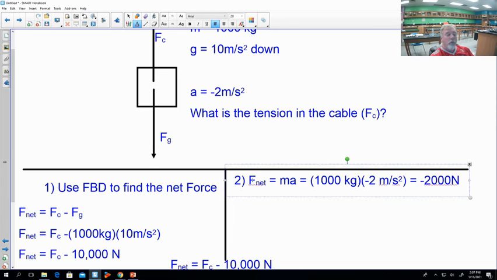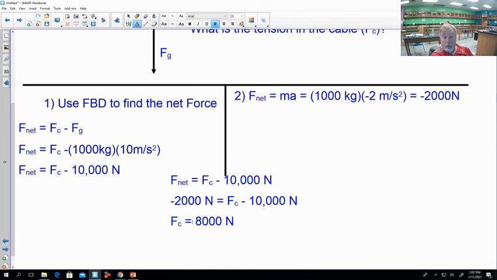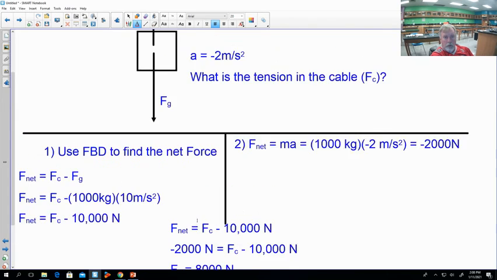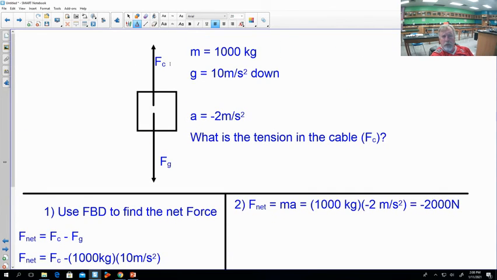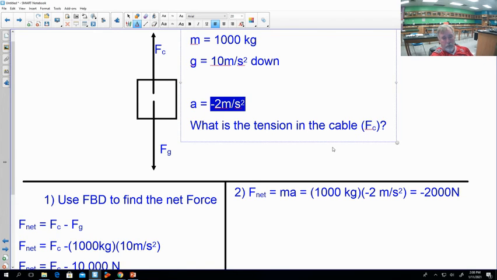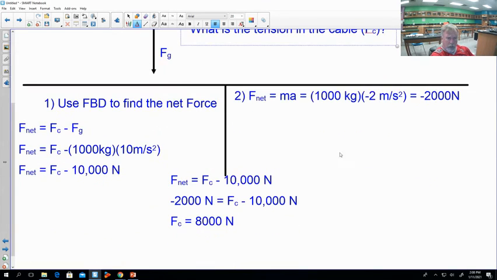We could have made a math error in numerous ways to come up with an answer that doesn't make sense. One of them would be if we came up with a negative number for our tension force FC. That would be a problem, and we'd know we've made a mistake someplace. Go back and look. If we ended up with, say, 15,000 newtons, then we go back to our diagram. We've got a force of 15,000 newtons up. Gravity was only pulling down with a force of 10,000. That means we have a net force up, so our acceleration should be positive. But we know from our problem our acceleration must be negative. So we've done something wrong if we come up with FC being bigger than FG. Okay, quick gut check on that.